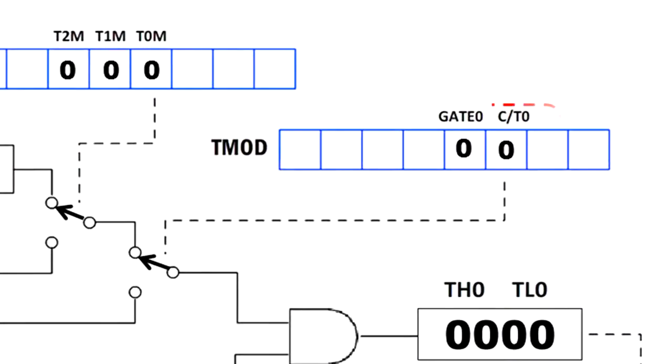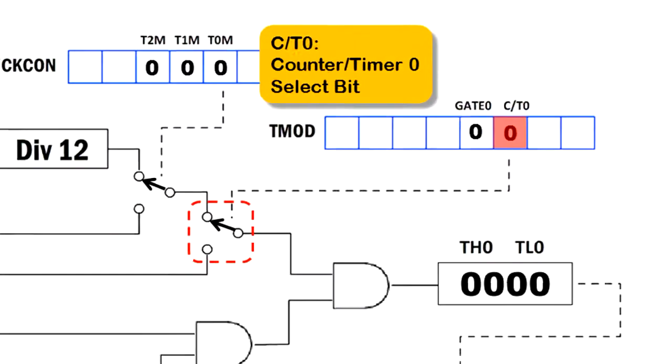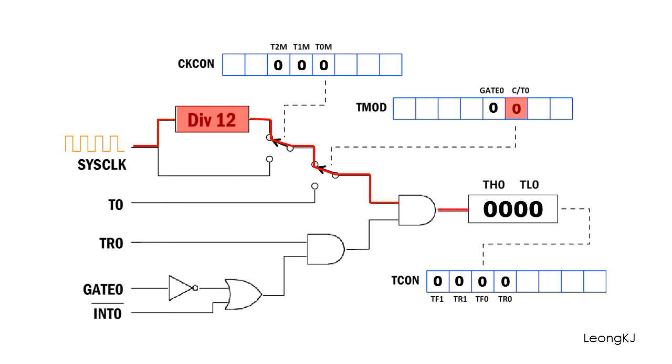These are the reset values of these bits in the T-mode registers. The counter timer 0 select bit selects whether the timer is fed by the system clock or by an external source T0. For the clock to reach the timer, this bit should be a 1. These two bits must be a 1. This needs to be a 1. And the gate signal must be a 0.